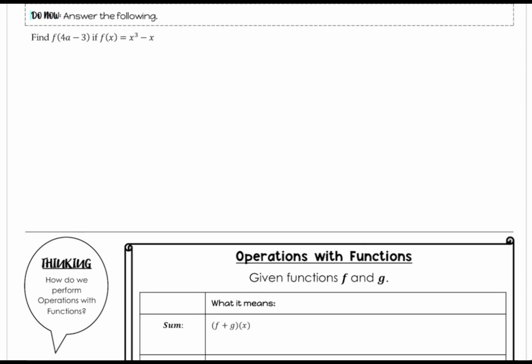Let's take a look at today's do now. We have: find f of 4a minus 3 if f of x is given to be x cubed minus x. So I'm going to let you guys pause the video, try this out on your own, and then we will compare our answers.